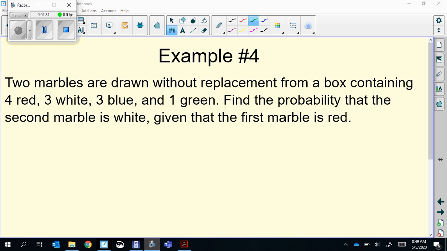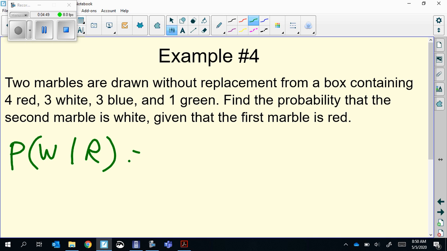2 marbles are drawn without replacement from a box containing 4 red, 3 white, 3 blue, 1 green. Find the probability that the second marble is white, given that the first marble is red. So this one's a little bit different. We don't actually need the formula for this one. We've got all these marbles, and we take out a red one.